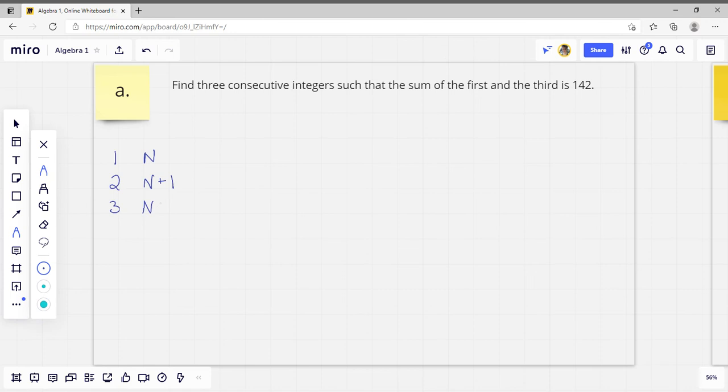This is a lot like that first example we did. So the sum of the first and the third is 142. Our first is n, and our third is n plus 2. And we get n plus n plus 2 equals 142. And then we put our n's together, we'll get 2n plus 2 equals 142.